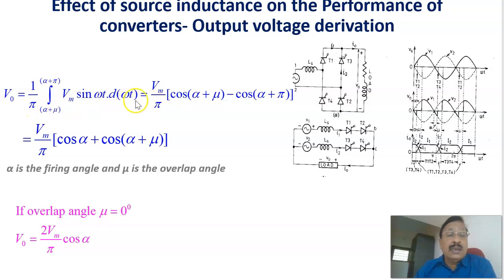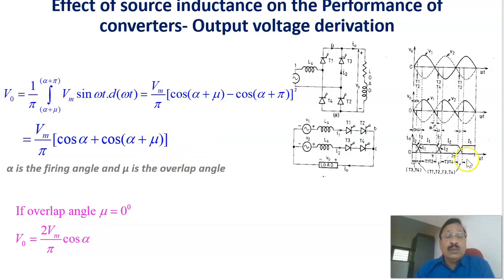Therefore, that's the average value, Vm by pi into cos. Here, the integral of sin omega t is equal to minus cos omega t, and we change the limits. We can say cos alpha plus mu minus cos alpha plus pi, which is equal to Vm by pi cos alpha plus mu. Alpha is the firing angle and mu is the overlap angle. Therefore, the average voltage equation is Vm by pi cos alpha plus mu.